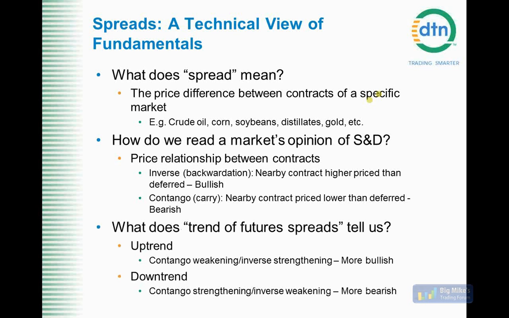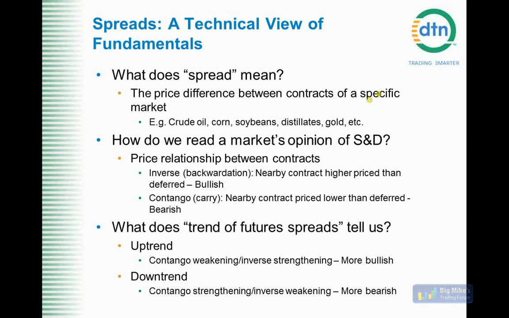So what is the trend of futures spreads? Now we've got the idea of how these price relationships fit. But what about trend? How are these price relationships moving over time? If we see an uptrend on a spread chart, that means either the contango is weakening or the inverse is strengthening. And that means there is a more bullish view of fundamentals growing in this market. That means the commercial side is growing more bullish, and sometimes that's enough to trigger another wave of commercial buying, of investment buying in the market.